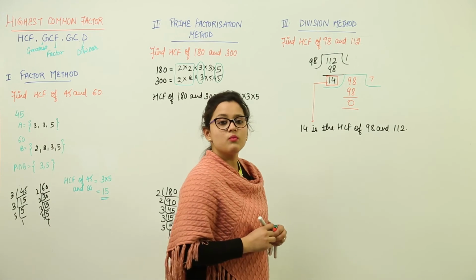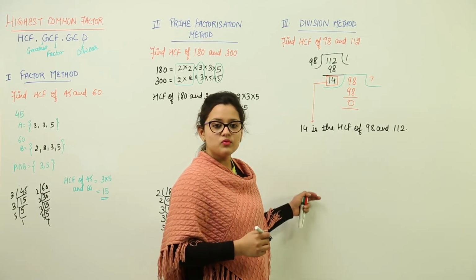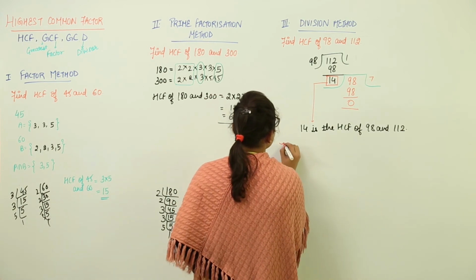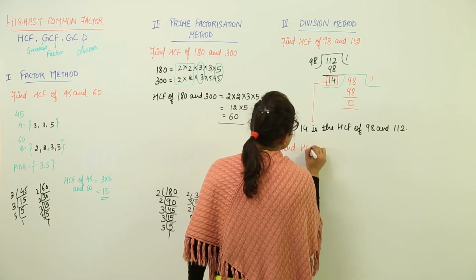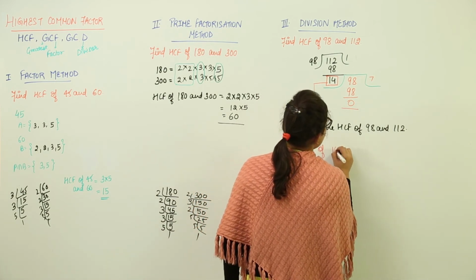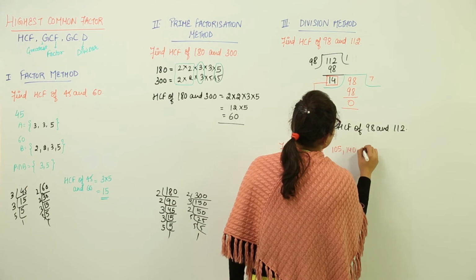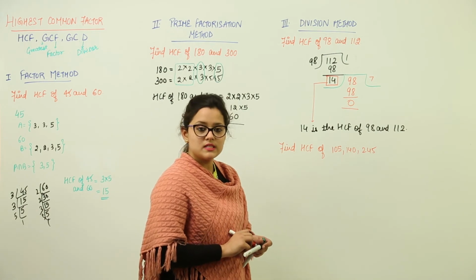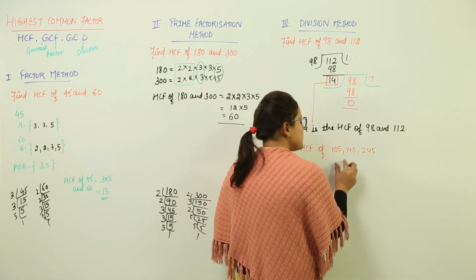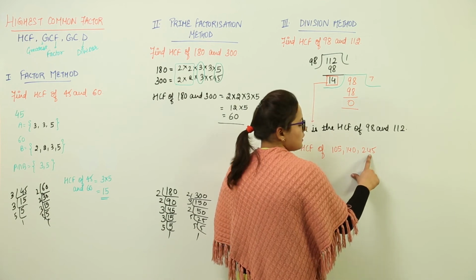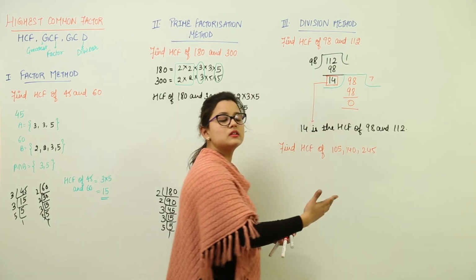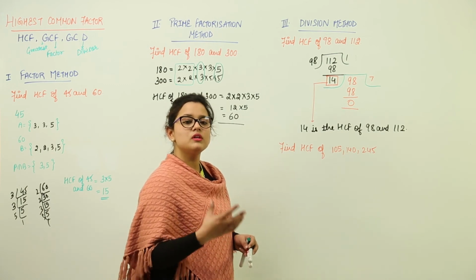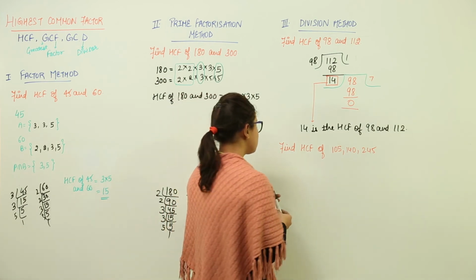This was the case when you have only two numbers and you have to find their HCF using the division method. There could be a case, for example, in which you have to find the HCF of three numbers: find the HCF of 105, 140 and 245. First you find the HCF of two numbers. The HCF of the first two numbers is then taken with the third number, and you find the HCF of them, and that gives the HCF of all three. Let us start.